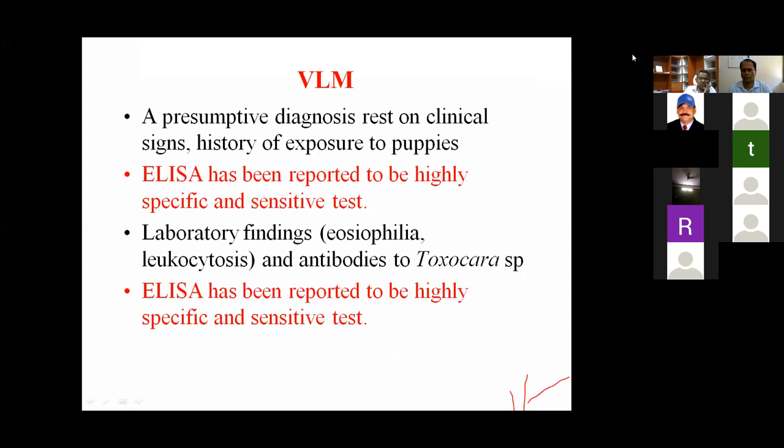A presumptive diagnosis rests on clinical signs and history of exposure to puppies. ELISA has been reported to be a highly specific and sensitive test. Laboratory findings are eosinophilia, leukocytosis, and antibodies to Toxocara. Here I want to say a word, because generally we don't examine human samples, but one must know that if your kid is eating dirt, he has every chance to get this infection.